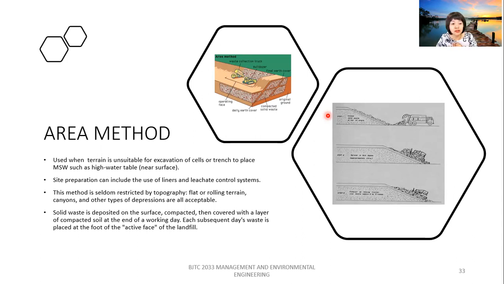So the site preparations can include the use of the liner and leachate control system. The method is seldom restricted by the topography, so no matter which kind of topography, you can also use it. The solid waste is deposited on the surface, compacted, and then covered with a layer of compacted soil at the end of the working day. It needs to be done every day. Why? Because if you didn't do it every day, when the rainfall comes, it will wash away the solid waste.